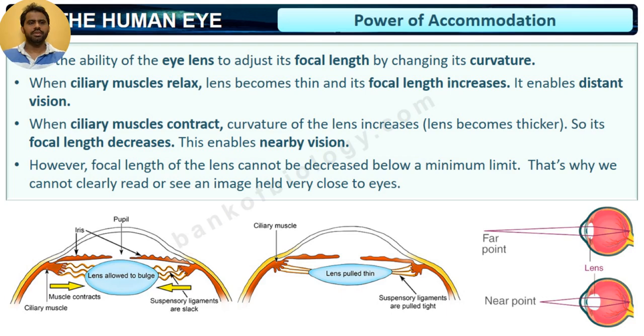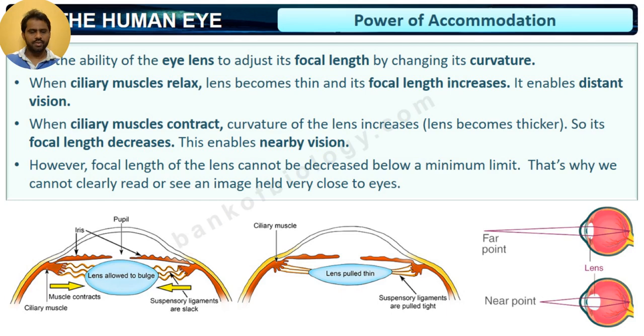So power of accommodation can be defined as the ability of the eye lens to adjust its focal length by changing its curvature. When ciliary muscles relax, the lens becomes thin and its focal length increases. It enables distant vision. When ciliary muscles contract, the curvature of the lens increases, so the lens becomes thicker and its focal length decreases. This enables nearby vision. However, the focal length of the lens cannot be decreased beyond a minimum limit.